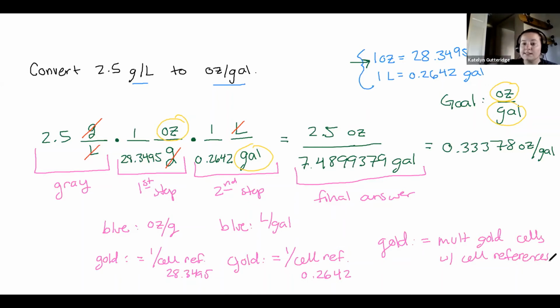So in that final gold cell, I should see an equal sign, and then I should see a string of multiplication referencing the gold cells you have typed out your formulas in the steps. And then in that final answer, in that blue cell, you will manually type out our final units. So the ounces per gallon.